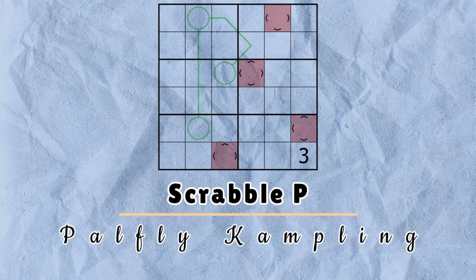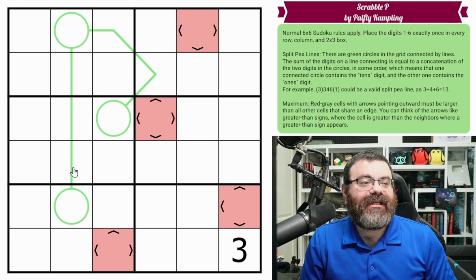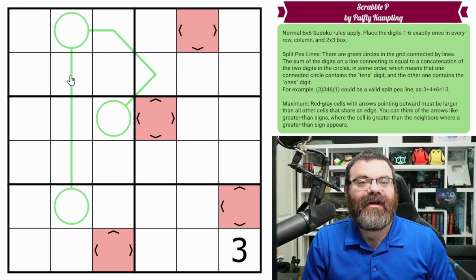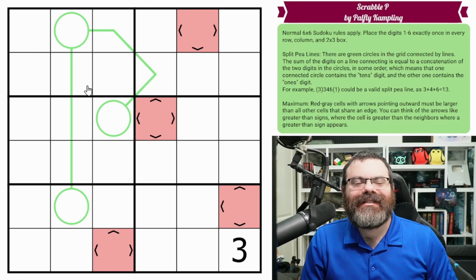Hello, let's continue our Sudoku adventure with Scrabble P by Palfly Kampling. All right, let's go over the rules to this one. This is a split P line, which I have not seen before. I don't know if Palfly invented it or if I just haven't seen it before. Both are possible. But yeah, let's go over the rules.